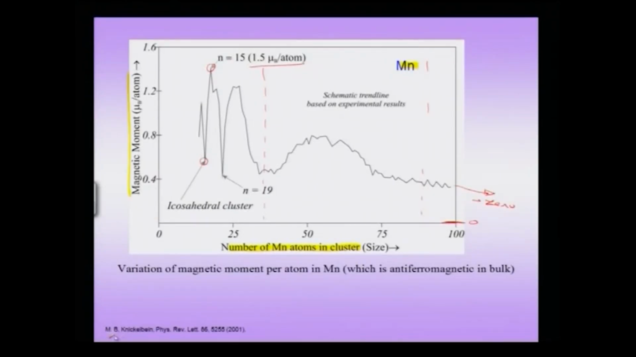Therefore, again you see that in these cases there are what you might call minima corresponding to the icosahedral cluster and the n equal to 19 cluster, and we will talk about this in a few moments.